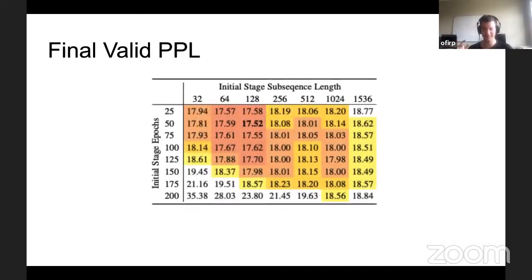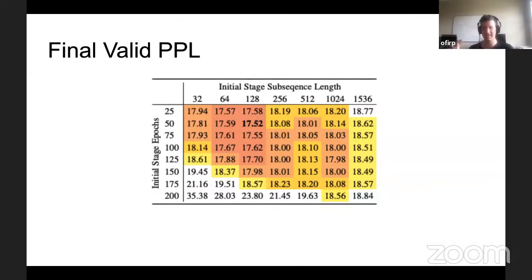Our baseline model achieves 18.6 perplexity. And remember, for perplexity lower is better. Our best model here achieves 17.5, which is many standard deviations better than the baseline. But what's interesting is that all the highlighted cells here are cells that beat the baseline performance, right? So almost all of our experiments beat baseline performance, which is pretty cool. It shows that this method is really, really robust to hyperparameter choice.